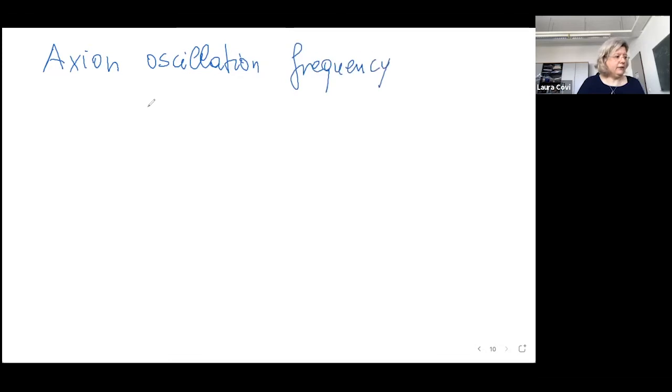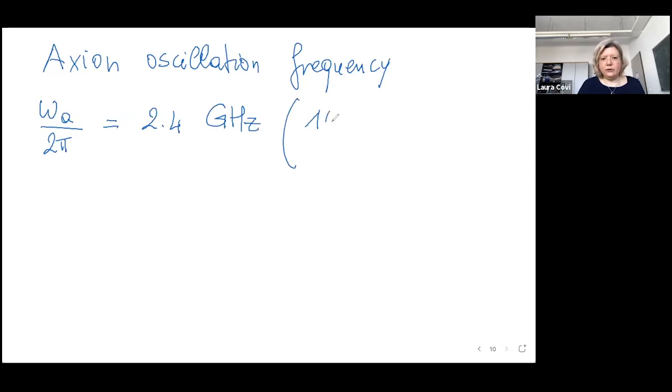This is again connected to the mass. And this is again, you can rewrite it as 2.5 gigahertz. So it's a very large frequency for masses of the order of 10 to the minus 6 electron volt. So this is exactly for the region of the dark matter. So you see that the frequency is very high.